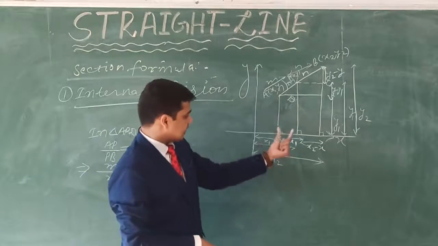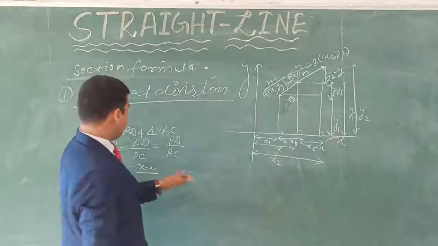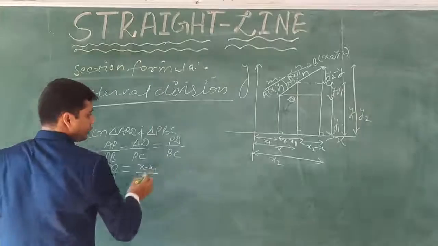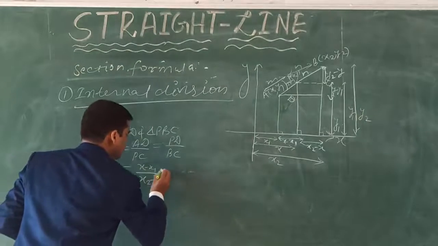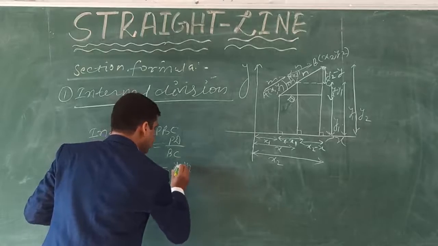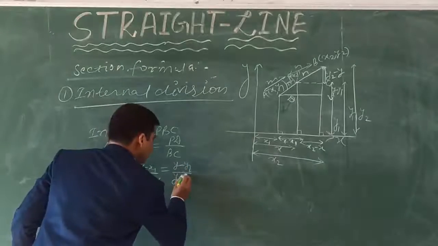What is the AD distance? X minus x1. So x minus x1 divided by PC. What is the distance PC? PC is x2 minus x. x2 minus x. So what is PD? PD is here y minus y1, okay, divided by BC, which is y2 minus y.